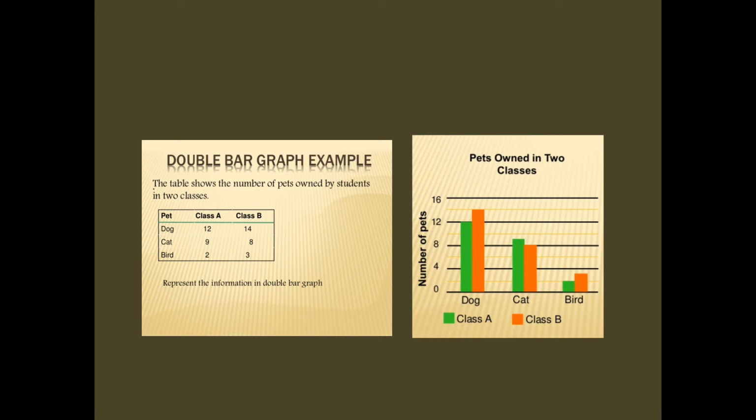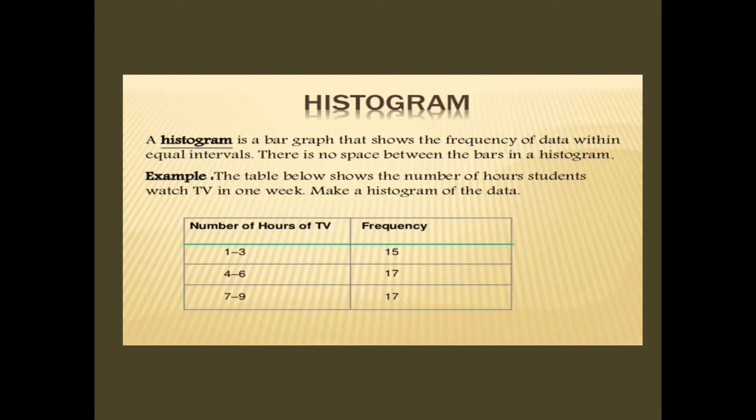Now let us learn about histogram. A histogram is a bar graph that shows the frequency of data within equal intervals and there is no space between the bars. Here, let us understand about histogram using an example.